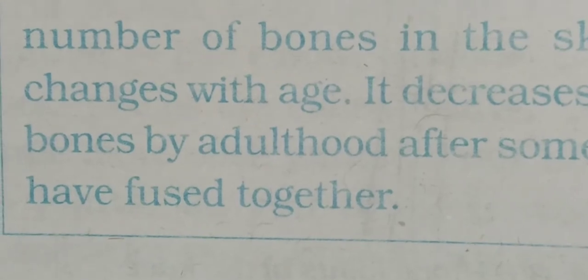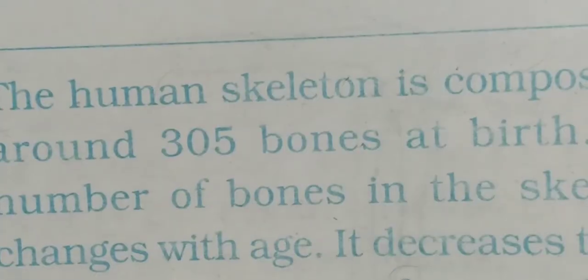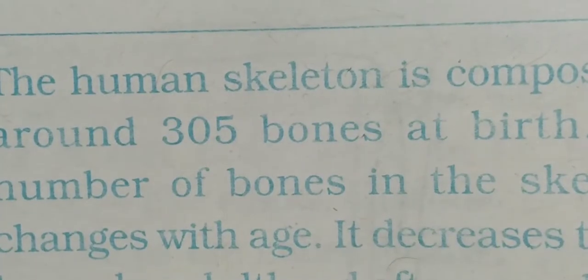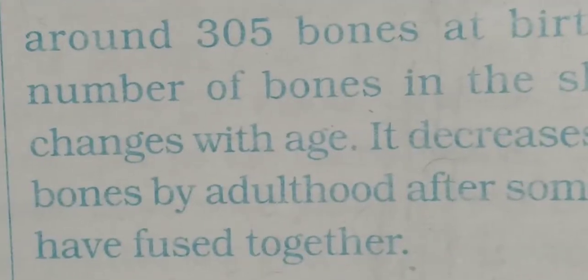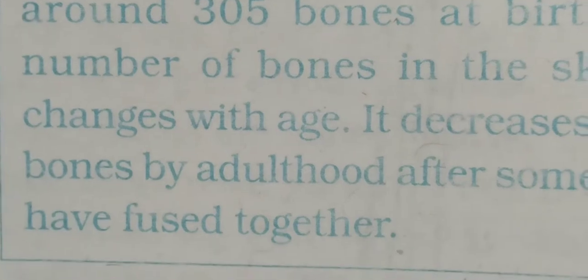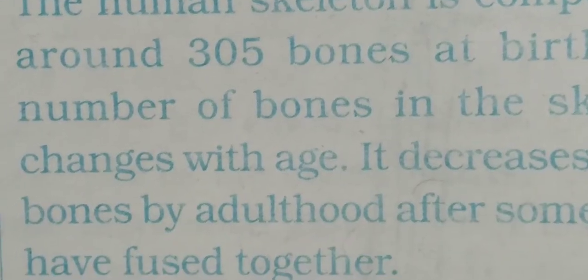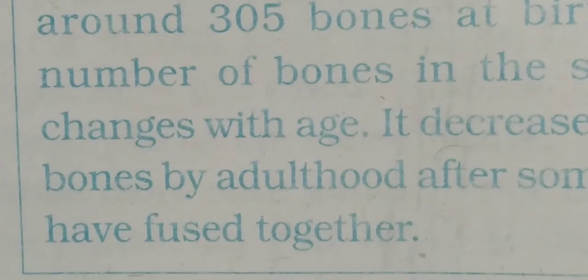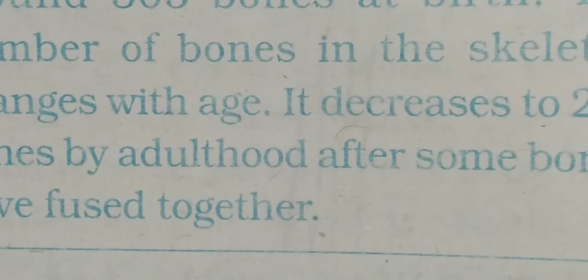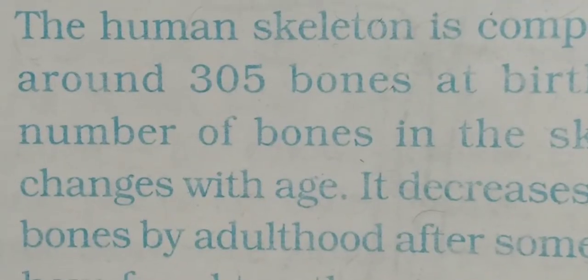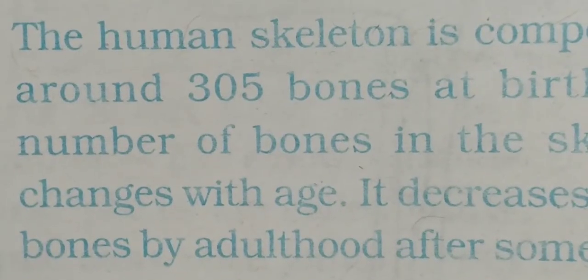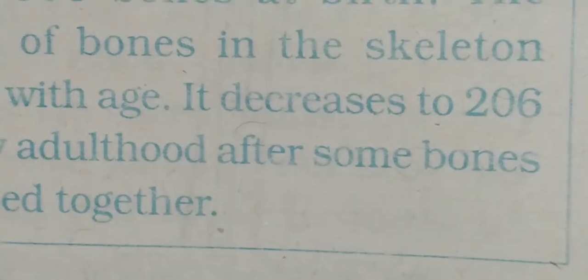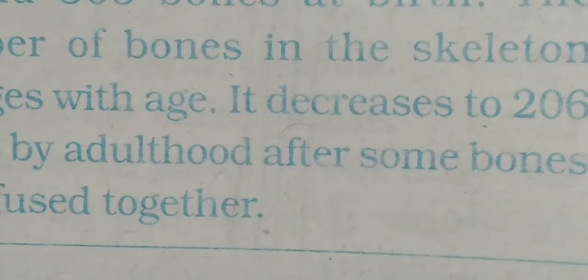For the flexibility, the kids have more bones in comparison to the number of bones found in adults. That is why children are more flexible than the adult person. It is because of the number of bones they have, whereas in an adult person the bones are fused.